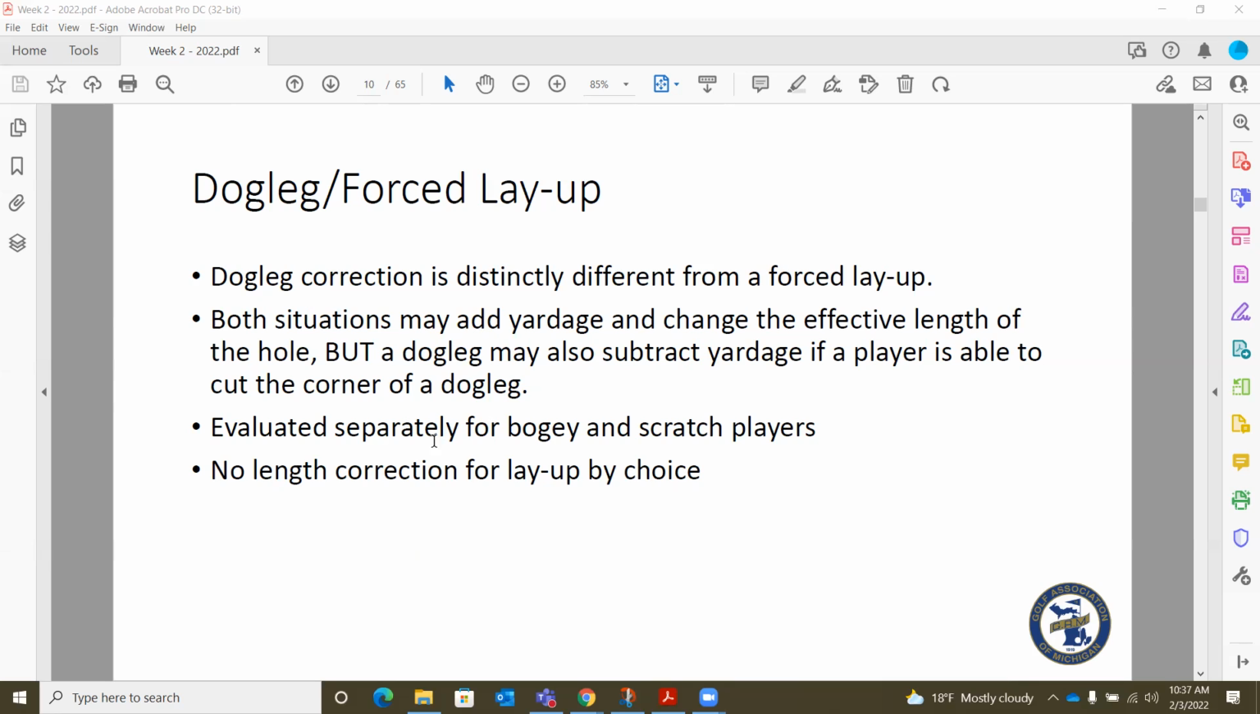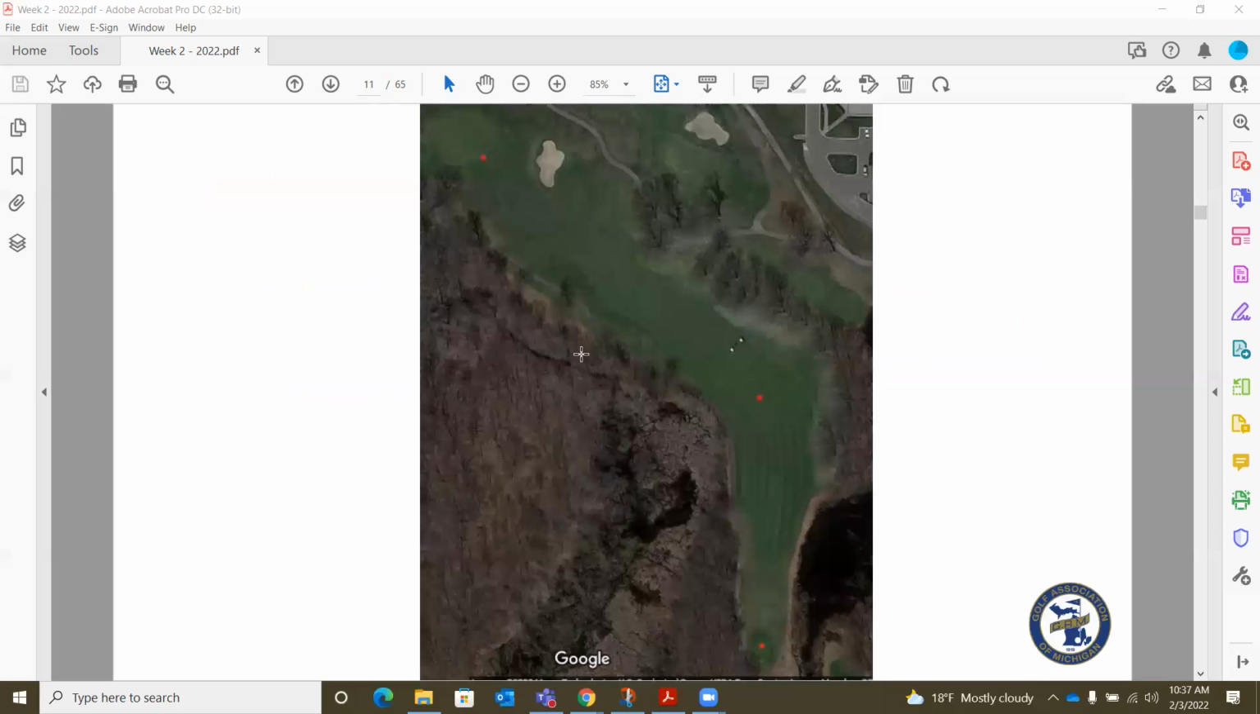Okay, and then we're evaluating these separately for the bogey and scratch players. And then if we do have a layup by choice, there won't be a length correction or a number put in the layup section on our Form 1 if it's a layup by choice, but we still will update our approach shot length, and we'll talk about that in a little bit. So let's start with doglegs.